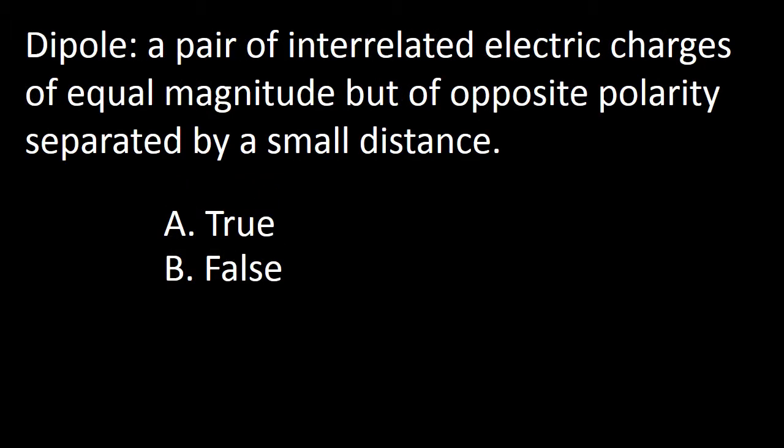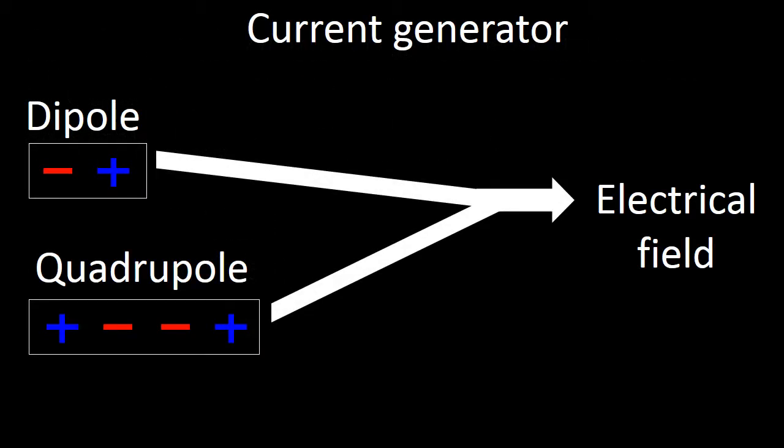Next question. Dipole. A pair of interrelated electric charges of equal magnitude but of opposite polarity separated by a small distance. A true, B false. Electrical fields in biological systems are created by current generators. Current generators can be depicted as dipoles or quadrupoles. Dipoles can be defined as a pair of interrelated electrical charges of equal magnitude but of opposite polarity separated by a small distance.